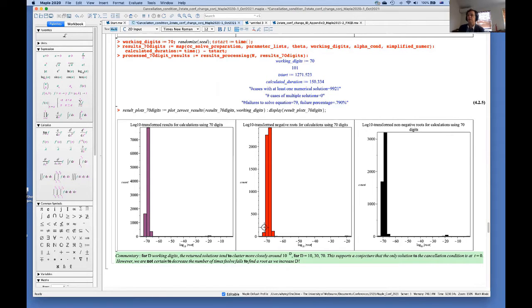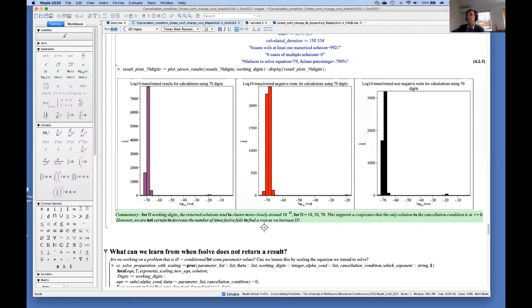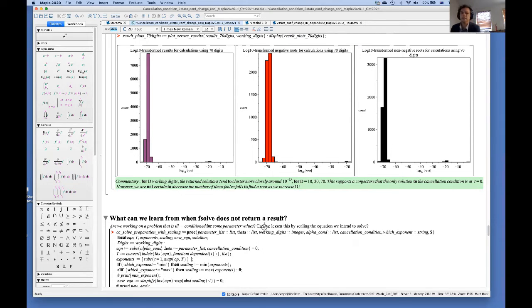So I did think that t equals 0 was probably the only root that we were going to get. And it was laborious to prove, but this seems to give quite good numerical support to that thought. However, we don't see that increasing the number of digits continues to decrease the number of failures of fsolve. And I did think, well, that's kind of interesting to me, despite what I started off doing.